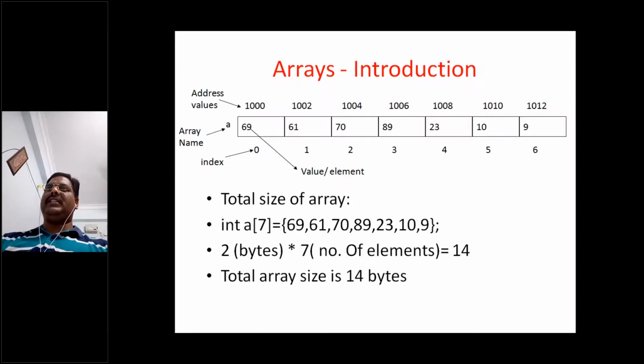Why? Because as you specified, you're going to store each value. Each value is with what data type? Int. So int occupies how many bytes? 2 bytes. So into how many values are you going to store? 7. So 2 into 7, 14 bytes of memory cells were created in the consecutive locations.